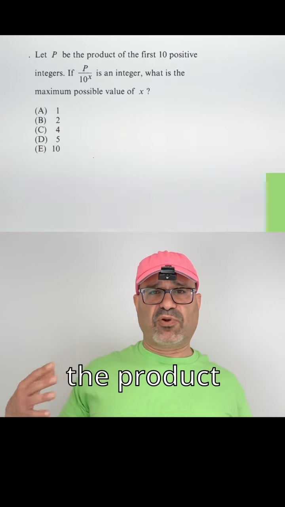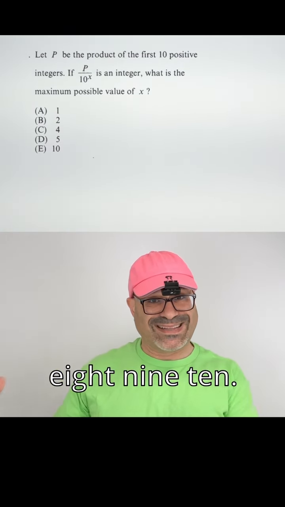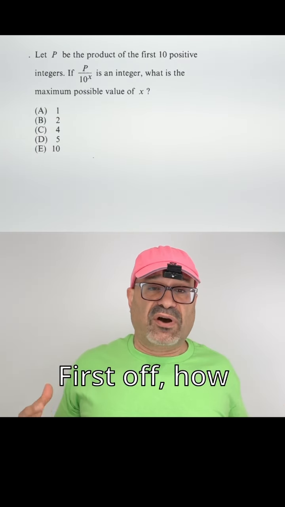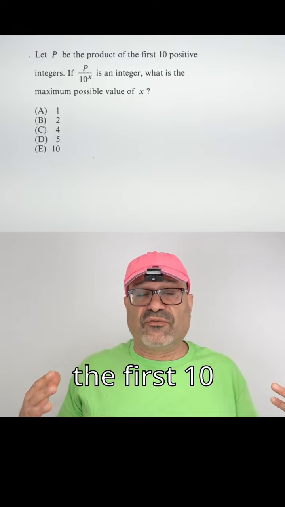Here we're given p, which is the product of the first 10 positive integers, 1, 2, 3, 4, 5, 6, 7, 8, 9, 10, and we're asked, if we divide p by 10 to the x and we get an integer, what is the largest possible value x can have? First off, how are we going to set this up? Well, we need to multiply together the first 10 positive integers.